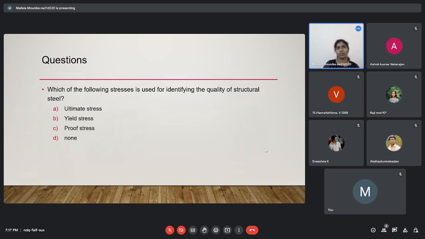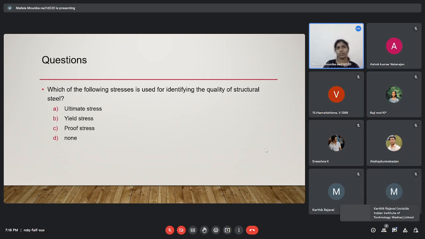See, in case of structural steel, what kind of stress is used for identifying the quality of the structural steel? Okay. First, let me explain what is the strain and what is stress and what is the stress strain curve.